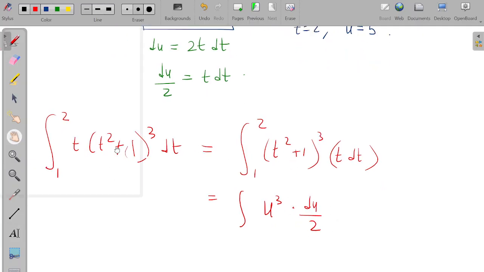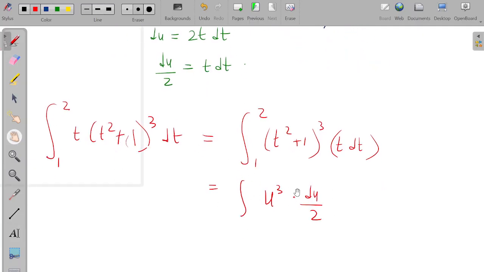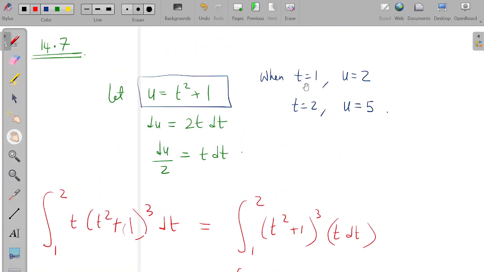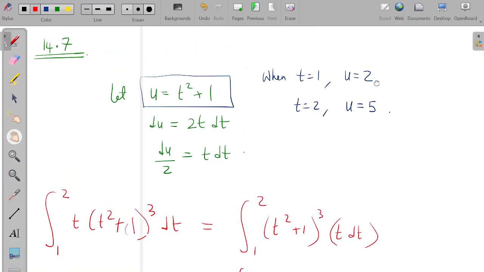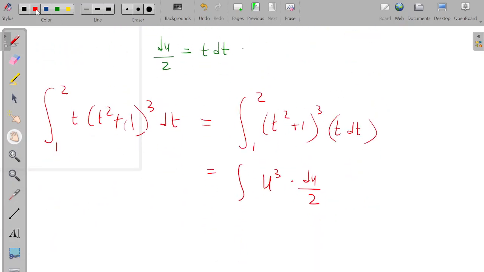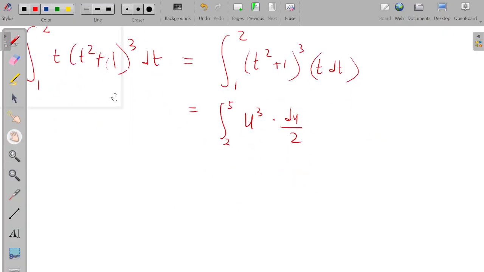Okay, now the limit is no more 1 and 2 because we are now in u. If you put 1 to 2 in this limit, you are very wrong, because the limit 1 and 2 is for t. Now for u, let's look for the limit. When t is 1, u is 2. So we are going to use that limit. The limit for u now is 2 to 5. That is the limit to use. Please take note of that. No more 1 and 2.